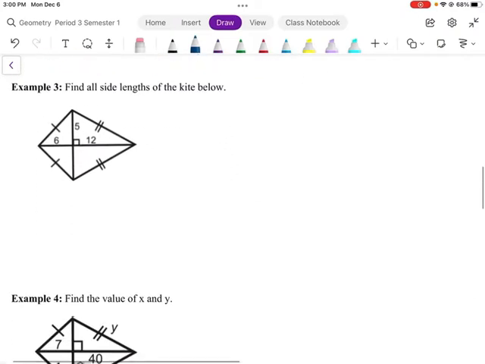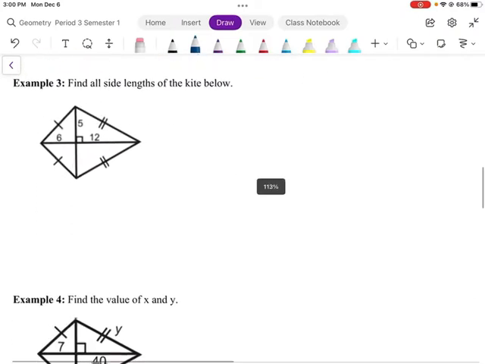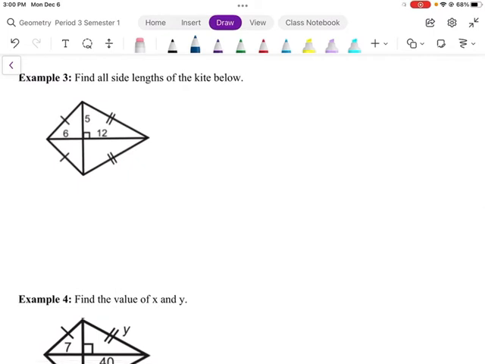Now if we look at example 3. For this one, they want us to find all side lengths in the kite below. But you'll notice we didn't get any information about the outside lengths of the kite. So we are going to have to use Pythagorean theorem with the right triangles. And that is a squared plus b squared equals c squared.